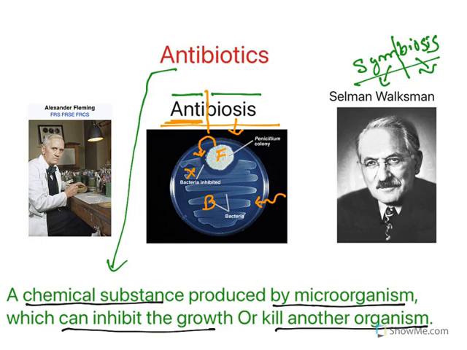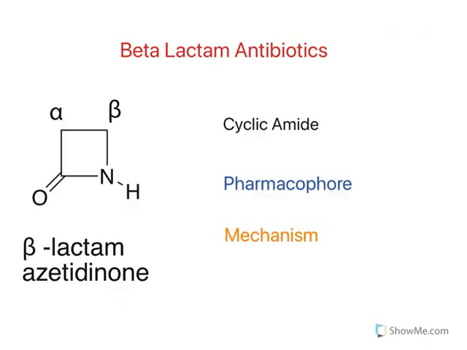If it is inhibiting the growth, they are known as stats. If the growth of bacteria is inhibited, it is known as a bacteriostatic agent. If the chemical is killing that microorganism, it is known as a cidal agent, that means a bactericidal agent. Understand the difference. Stats means that will stop the growth. Cid means that will kill the organism. So this is the historical introduction about antibiotics.